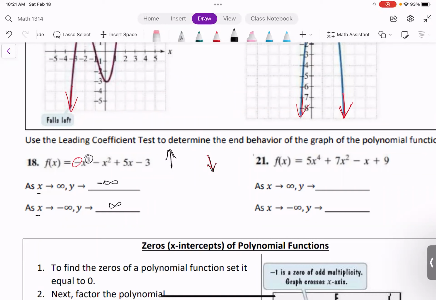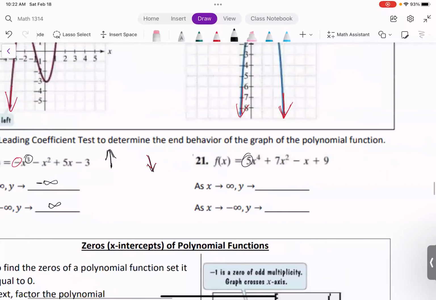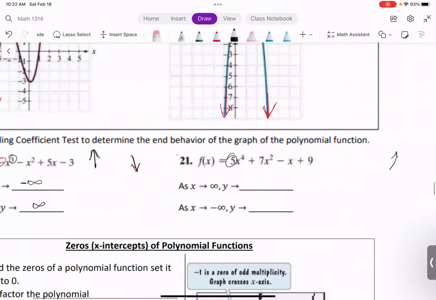Number 21, f of x equals 5x to the fourth plus 7x squared minus x plus 9. First, decide positive or negative leading term. Leading term positive, that means the right end going up. Second, the degree is 4. That means it is even. Even means same. So they have the same behavior.